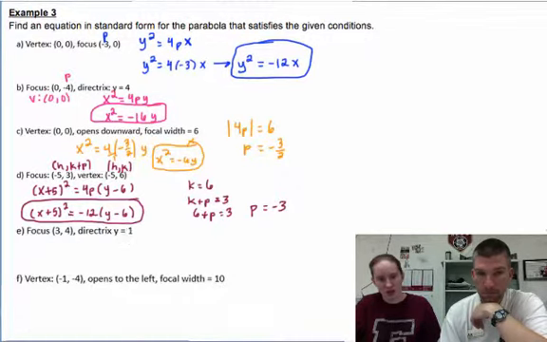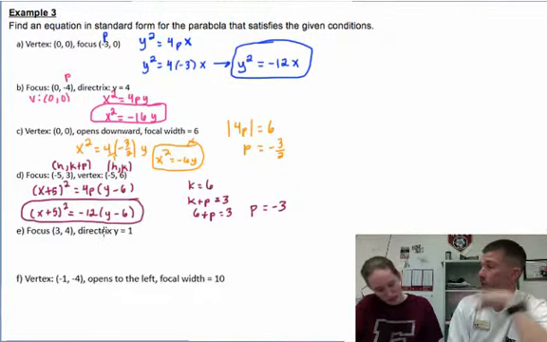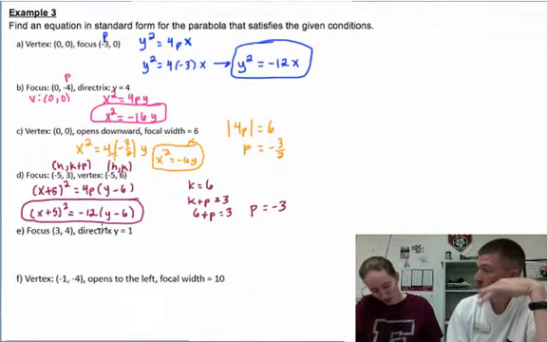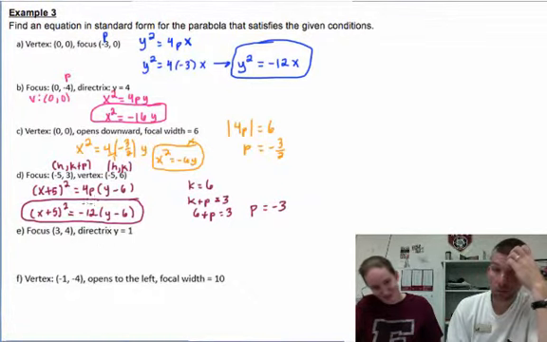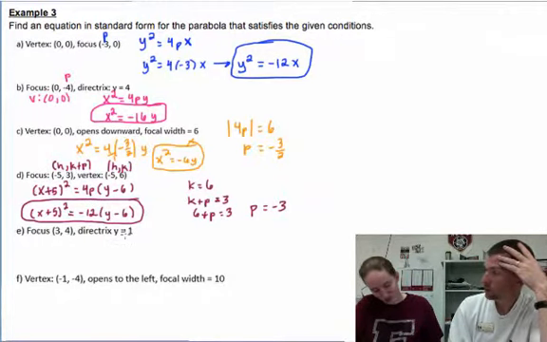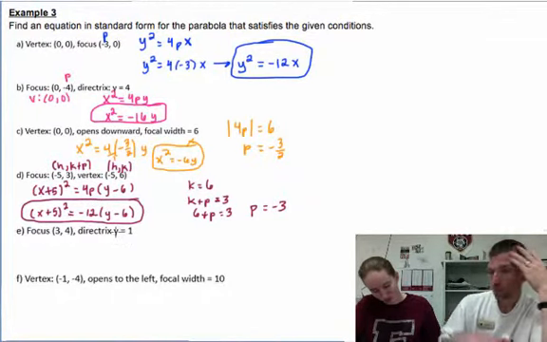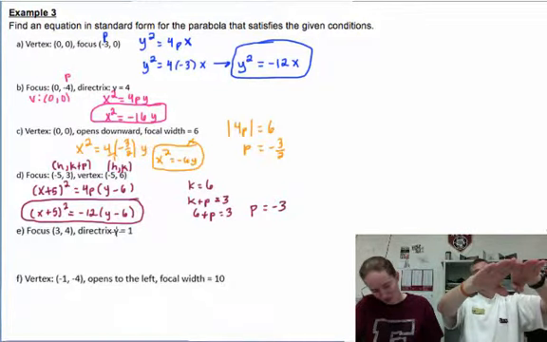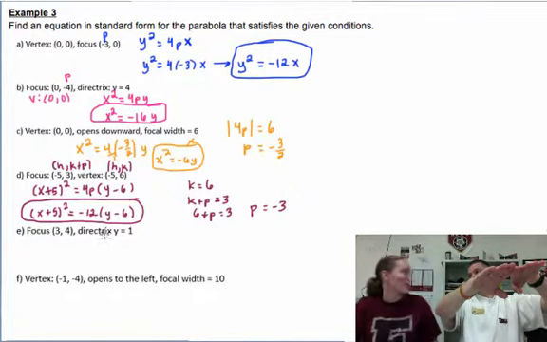Our directrix is at y equals 1. Okay, directrix is a horizontal directrix, which means that it's going to open up or down, or left or right? If y equals 1 for the directrix. Oh, I was looking at the axis. You're right. Okay. Sorry. My bad.